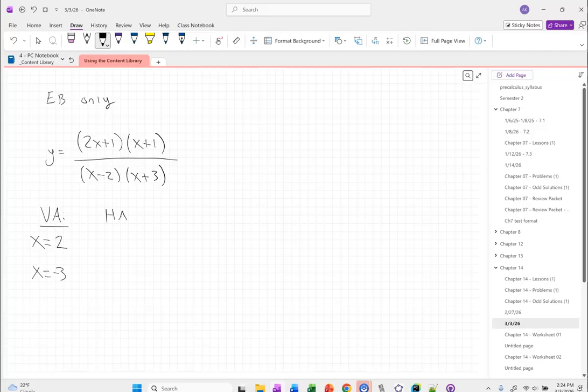Does this have an HA or an OA? What do I need to compare? The degree of the numerator and the degree of the denominator. What's the degree in the numerator? 2, because we have x times x up there, right? The degree in the denominator is 2, because we have x times x down there. So are we going to have an HA or OA? HA, good.